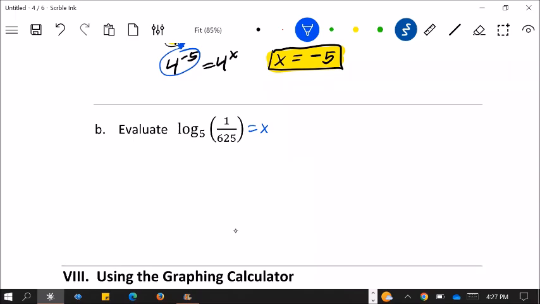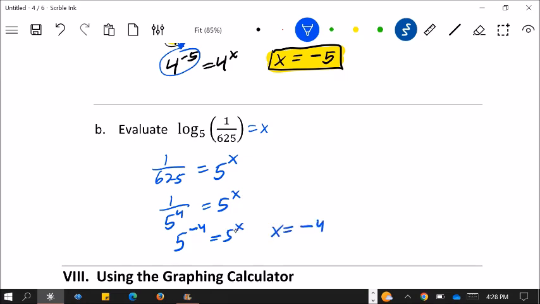So equals x. Let's bring that 5 over there. I get 1/625 is equal to 5 to the x power. So 625, we're going to get 5 to the 4th power is equal to 5 to the x. 5 to the negative 4 is equal to 5 to the x. So that means x is equal to negative 4 in this case.